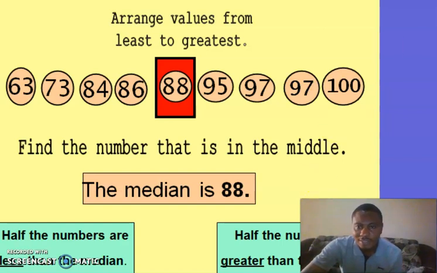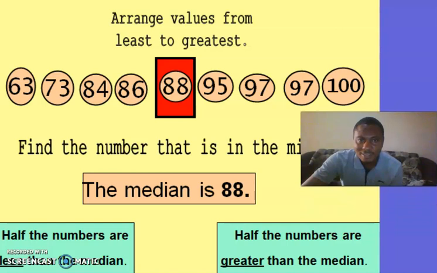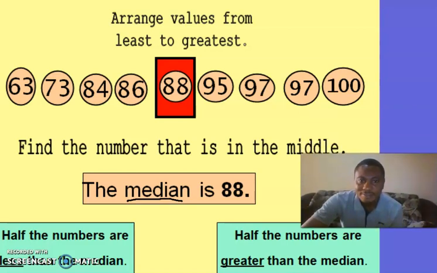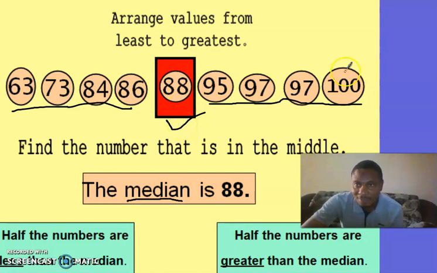Now we want to look at another one known as the median. Median from the word middle. So the median is actually the number in the center. But to find the number in the center, we need to arrange the numbers in ascending order. So we see 4 numbers here, 4 numbers here, and the number in the middle is what? 88. That's the middle number. So that is the median.